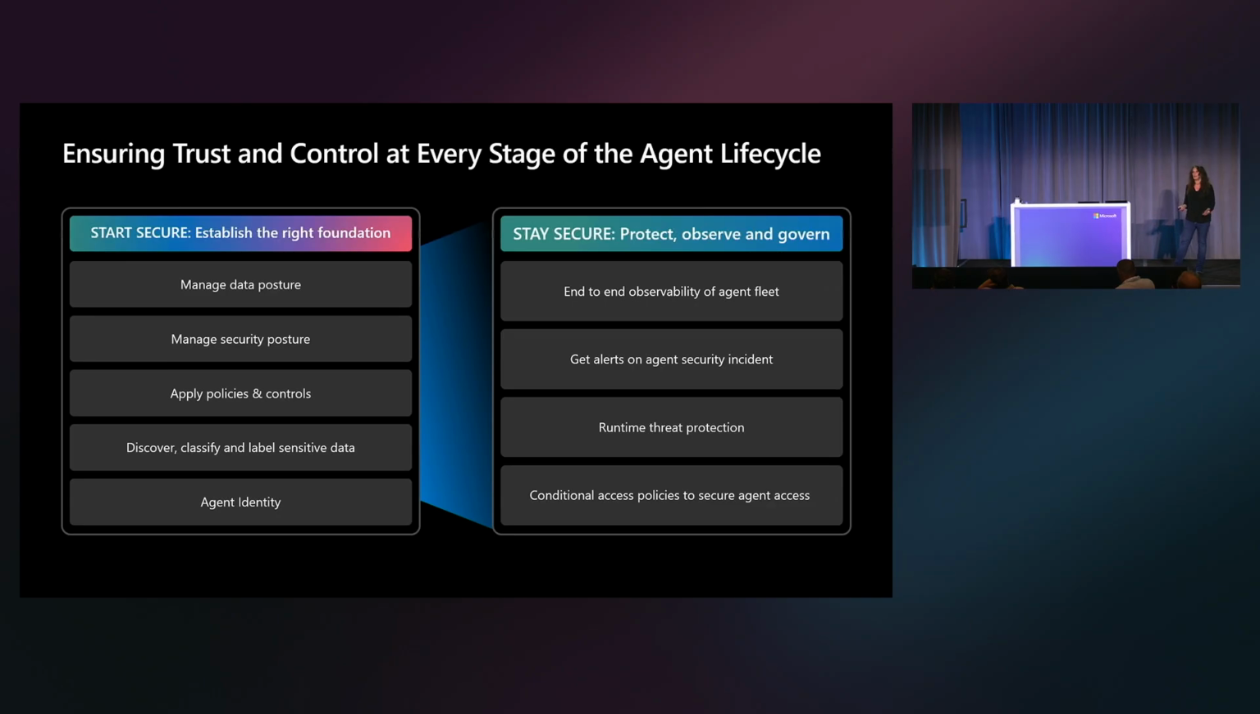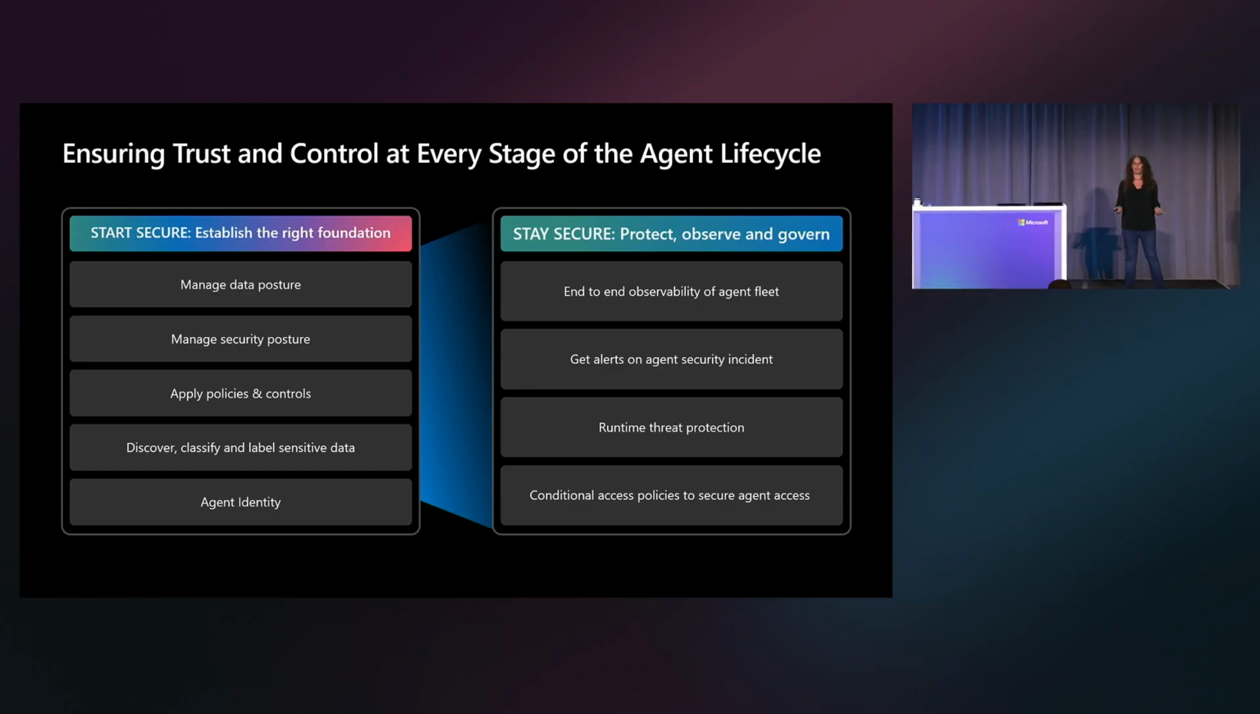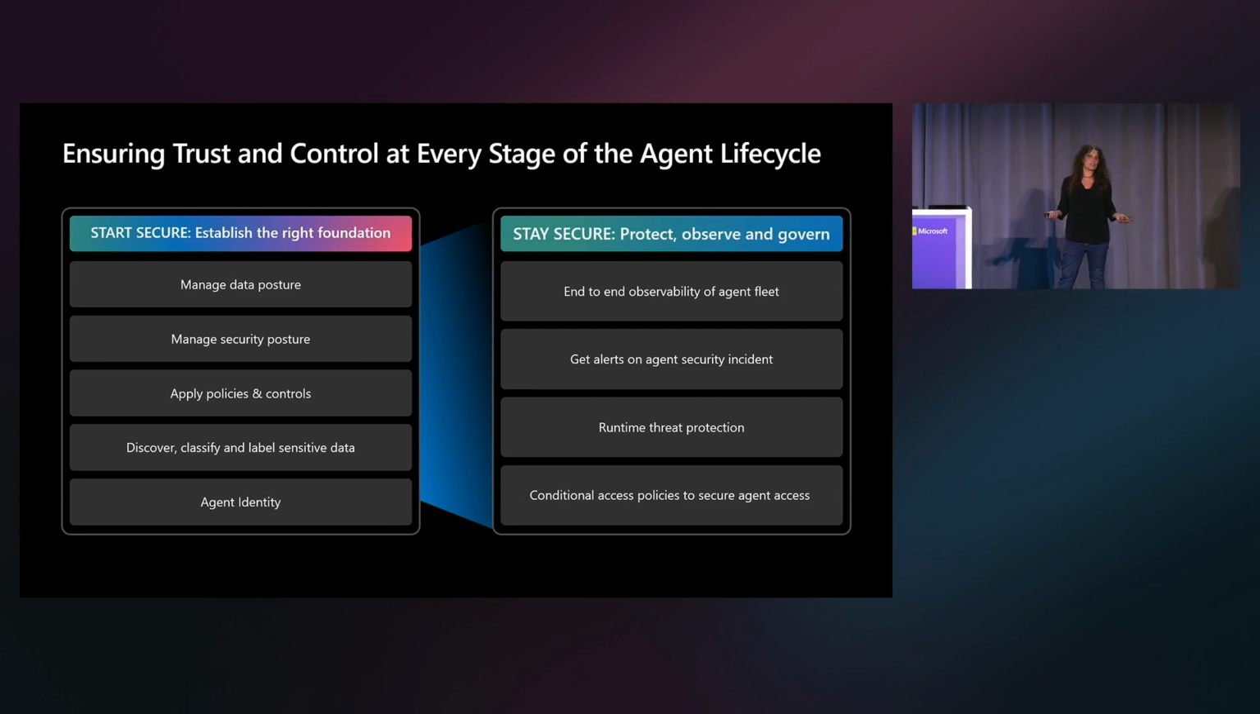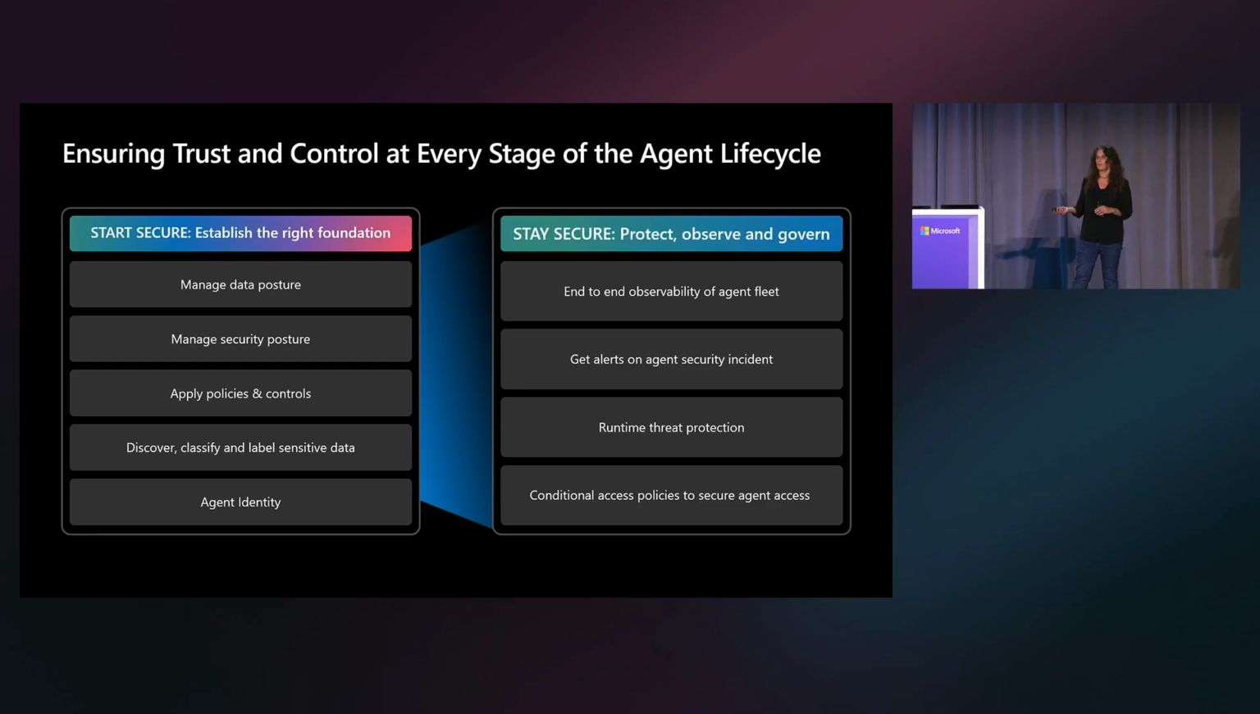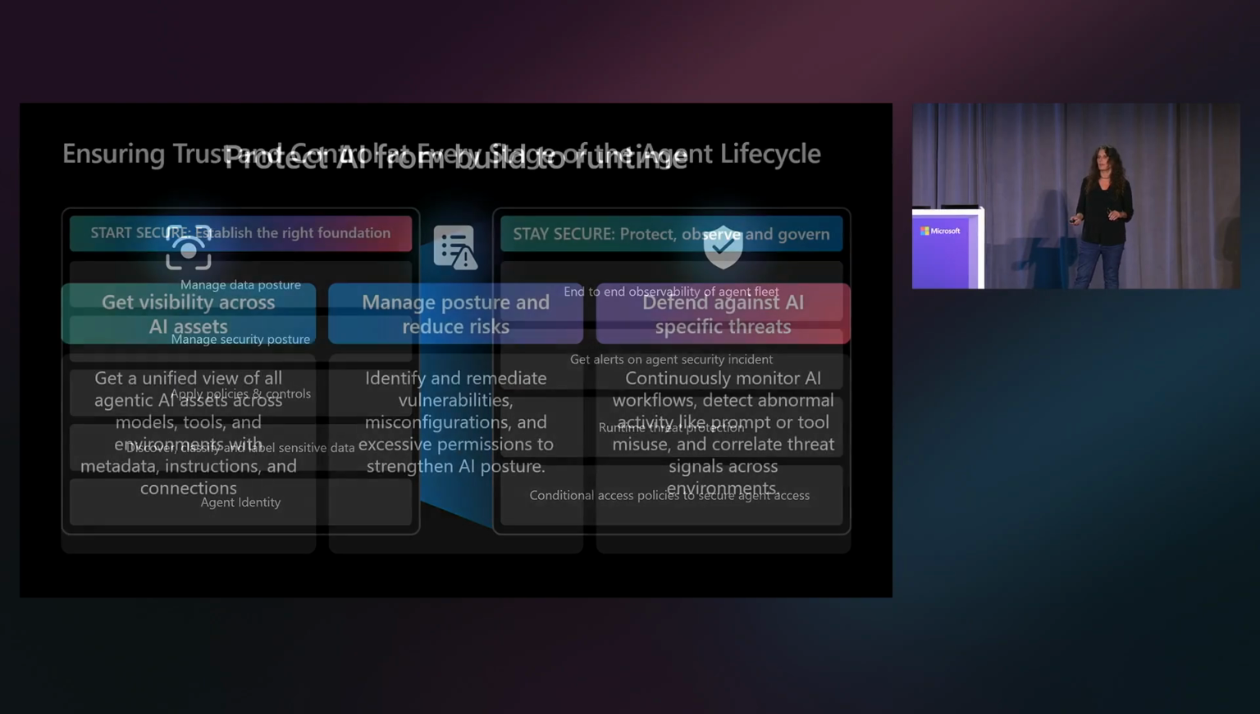You want to also have data posture. You want to start secure by getting visibility across all your AI: your posture, your data security posture, your security posture. And of course, you want to apply policies and controls across the organization. And you want, of course, to stay secure. You want to make sure that you have data security in place. You want to make sure that you have runtime protection, as Peter showed, and runtime threat protection in place. And you want to have conditional access.